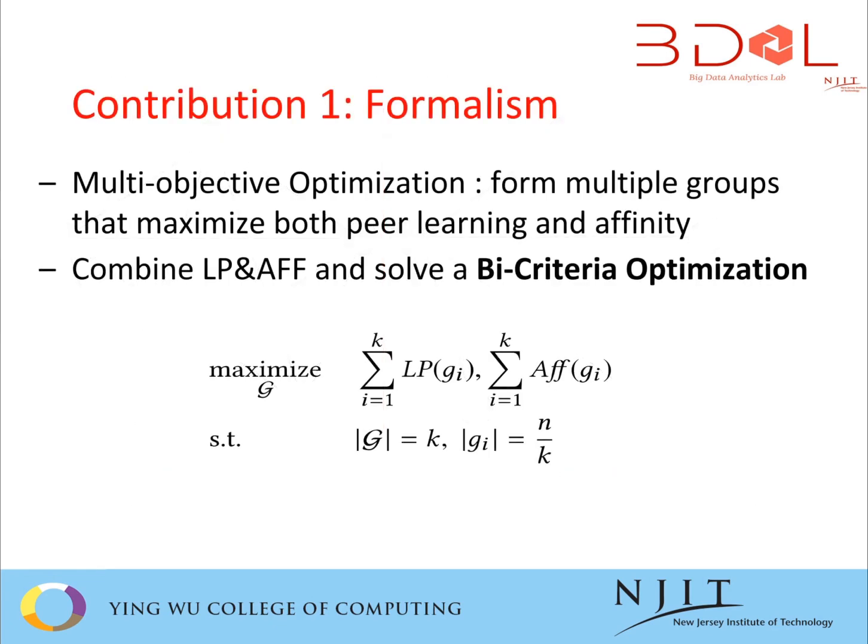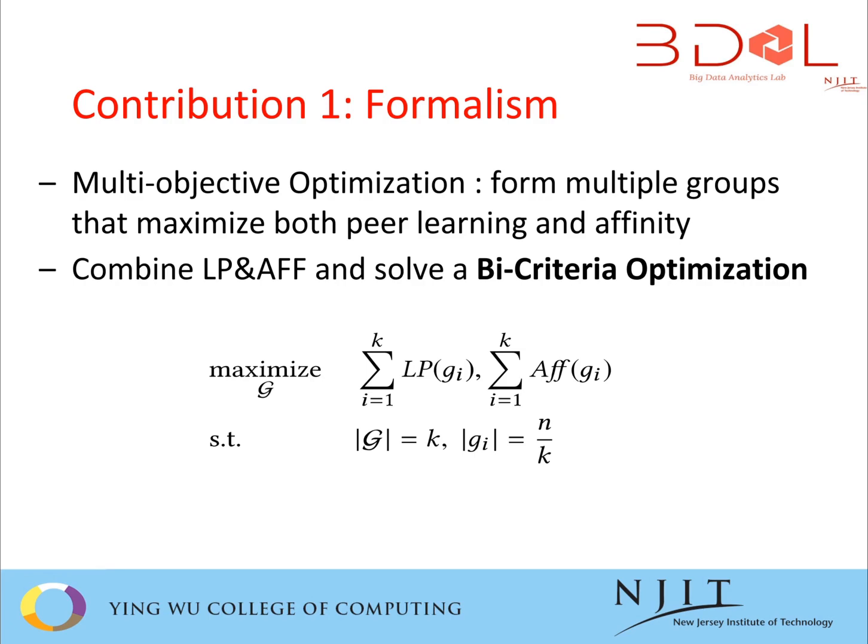We want to create a number of equal-sized groups such that both aggregated learning potential and affinity are maximized. This leads us to 4 different problem variations, which are multi-objective optimization problems with 2 different criteria. Our first contribution is this formalism.